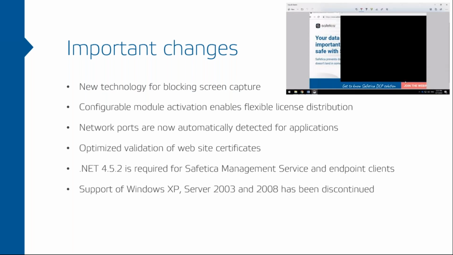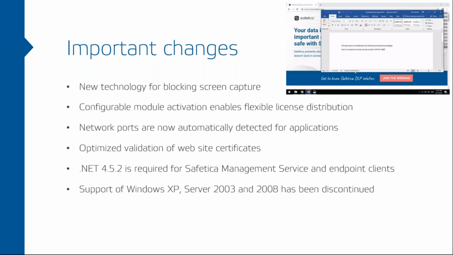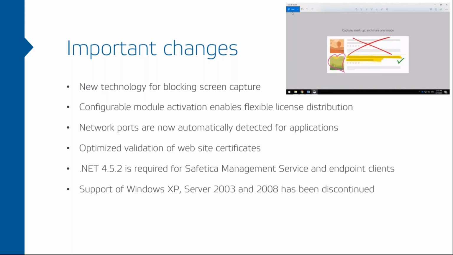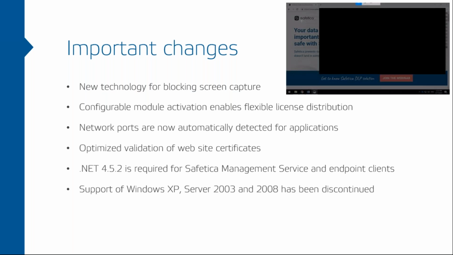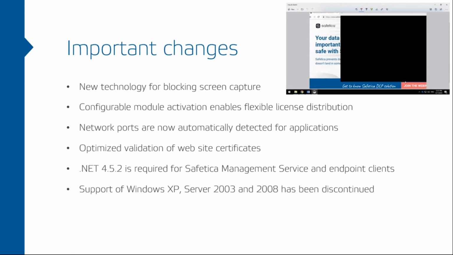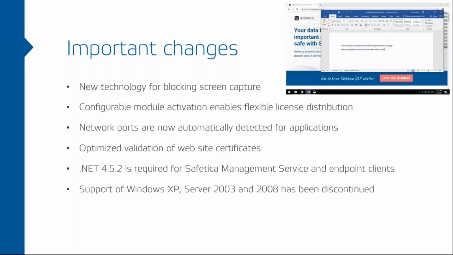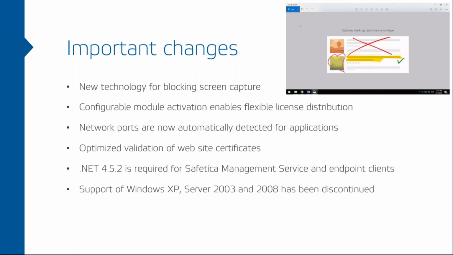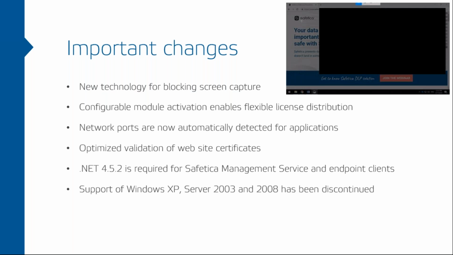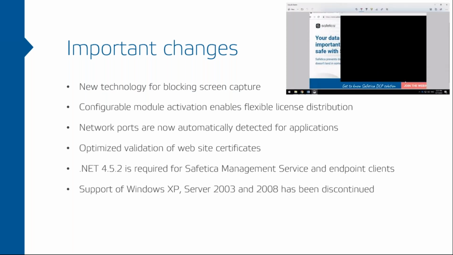And 2 more things that we adjusted on the backend is that we improved some network detection capabilities, and now network ports are automatically detected for applications. There was a setting that you had to set up before, but we removed it because now it's done automatically. So it's one less thing to worry about when you are deploying Safetica, and your applications will be protected just the same way as before.